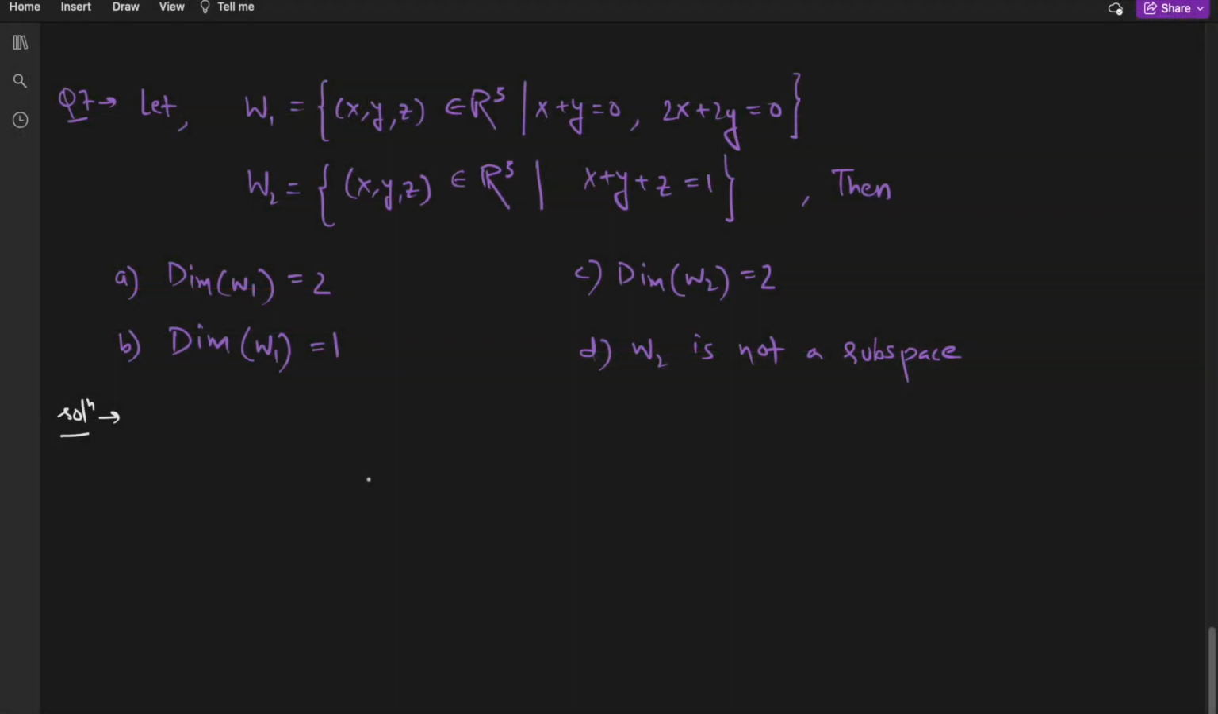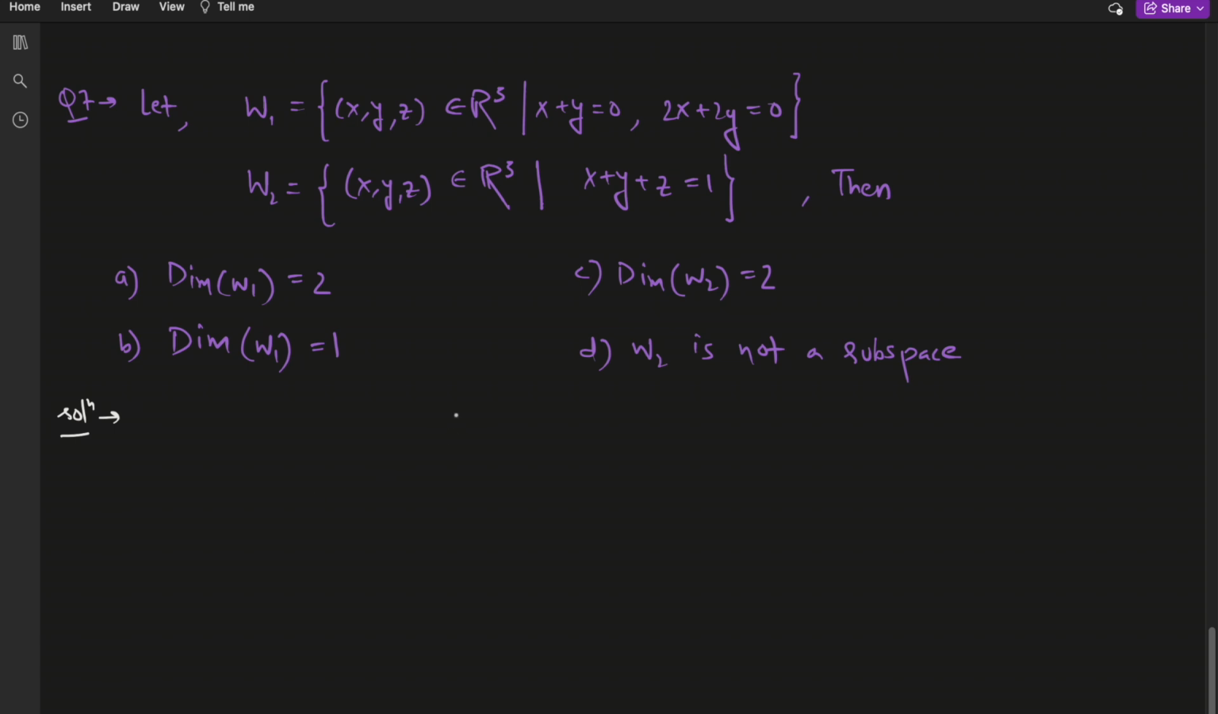So let's start our last question, question 7. So we are given W1 and W2. W1 is all the vectors xyz such that we are given two restrictions. We are given x plus y equal to 0 and 2x plus 2y equal to 0. Similarly, we are given W2. Here there is only one restriction. So they are asking us the dimension. What is the dimension of W1 and W2?